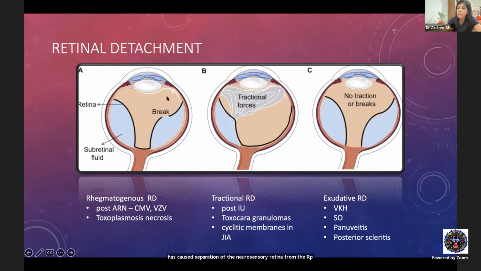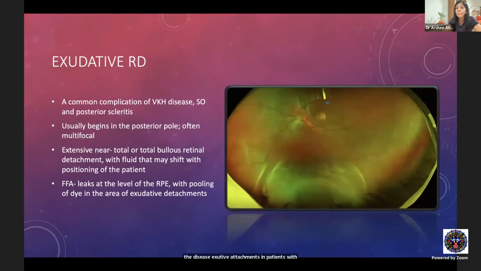So when will you see rhegmatogenous RD in a uveitis patient? Most commonly post viral retinitis, like CMV or VZV retinitis. Even in patients with toxoplasma retinal necrosis, they can develop rhegmatogenous detachments. Tractional RDs are most commonly seen in patients with chronic intermediate uveitis, especially in the periphery, with toxocara granulomas, and, as we discussed earlier, cyclitic membranes many a times in patients with JIA associated uveitis because of the chronicity of the disease. Exudative detachments are seen in patients with VKH, sympathetic ophthalmia, posterior scleritis, and panuveitis.